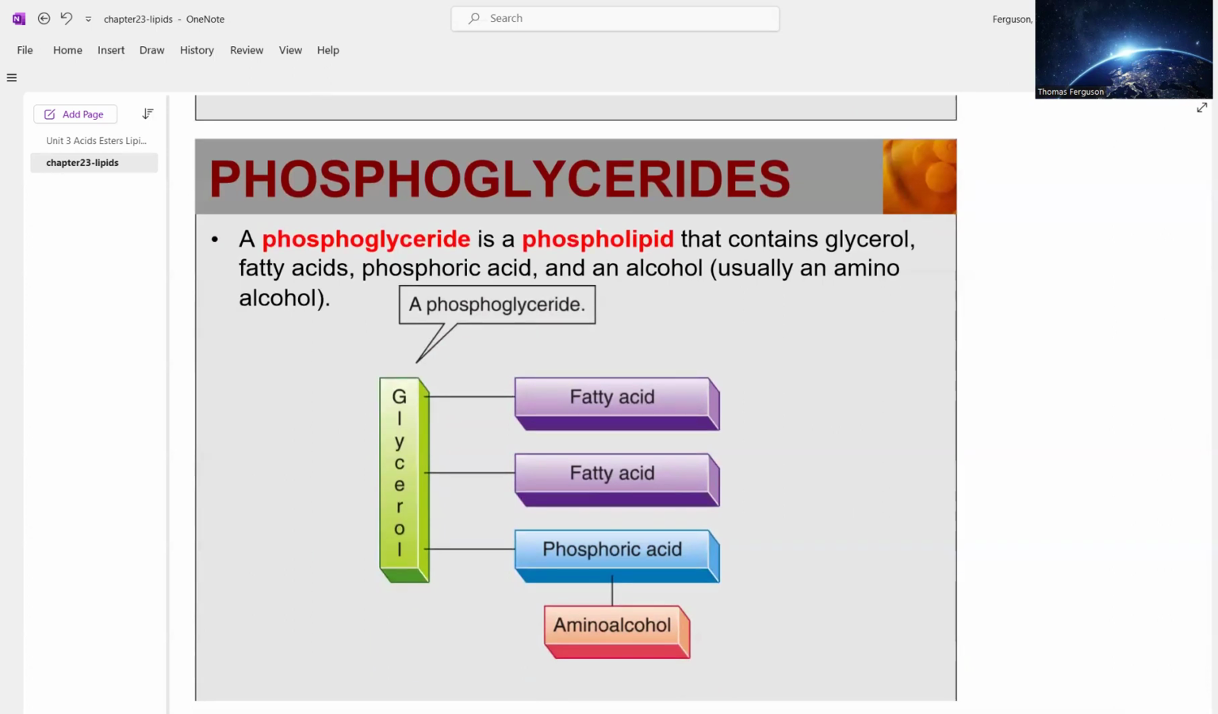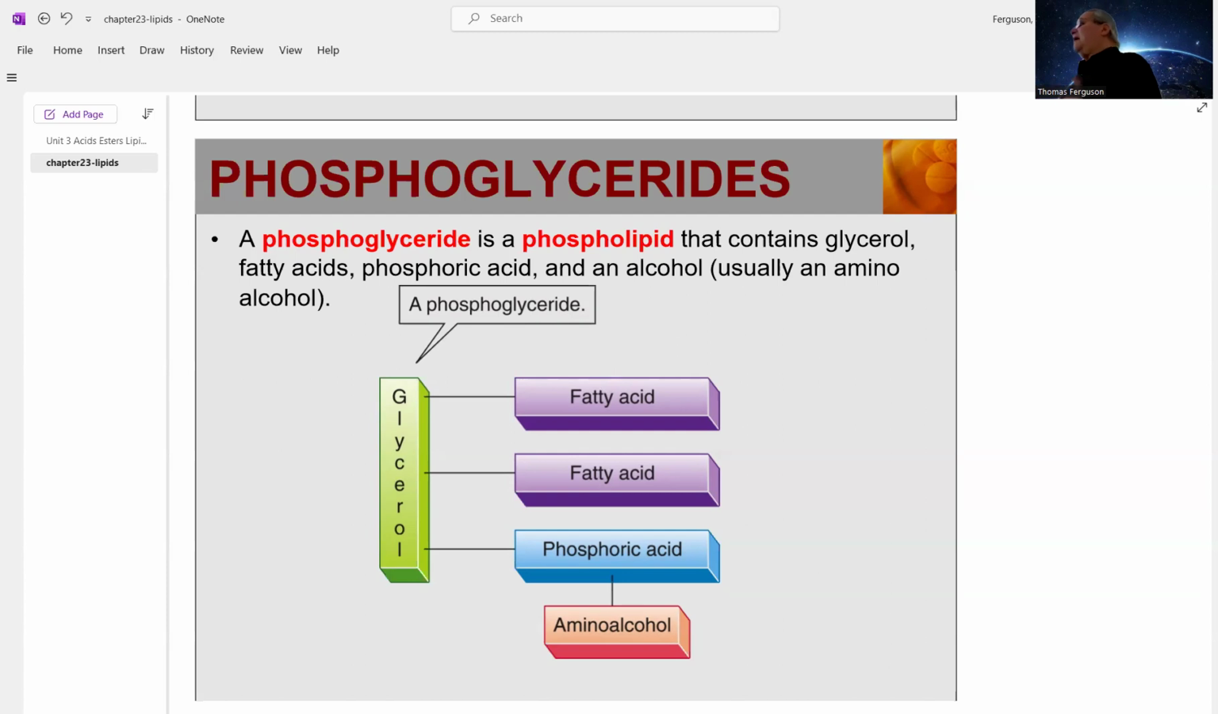Phosphoric acid has 3, it's a triprotic acid, so it has 3 hydrogens that can come off. So each one of those is capable of doing an ester bond. This is also what ties together DNA bases, is also this phosphoric acid. It's very common in our bodies.